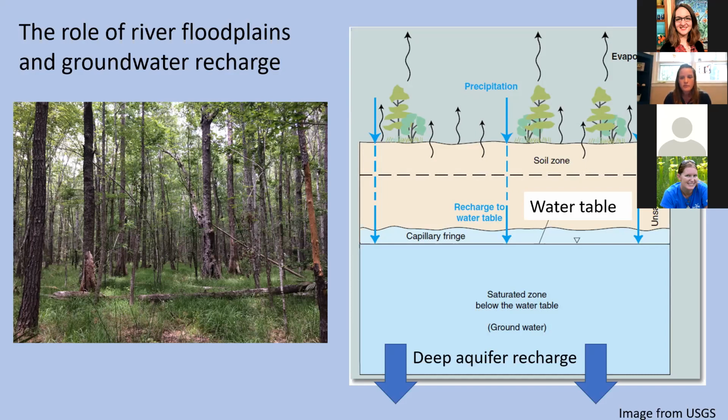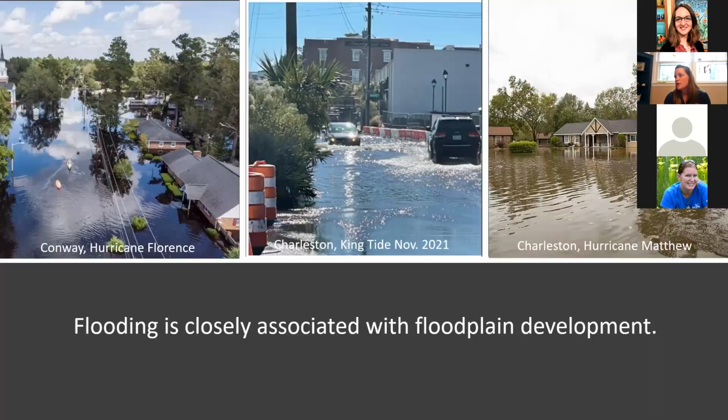Okay, so I told you a little bit about how water moves in the landscape, but what happens when that water cycle and that natural flow is altered? Flooding is closely associated with the fact that humans decided to build their settlements in floodplains. They built their settlements in floodplains because there was access to water to use for commerce and for transportation, and floodplains had fertile land for them to grow their crops.